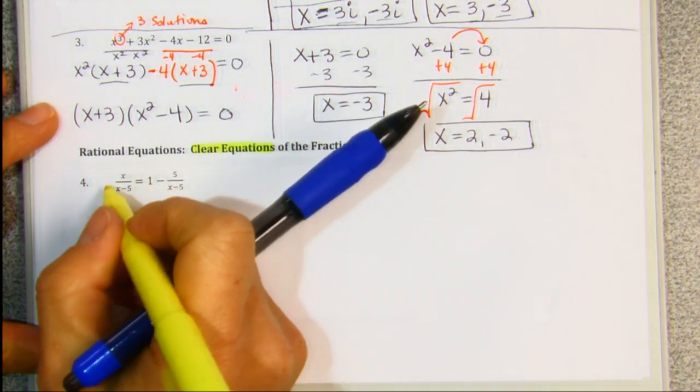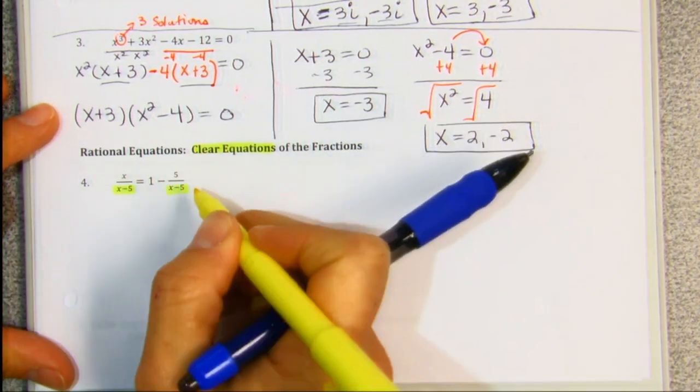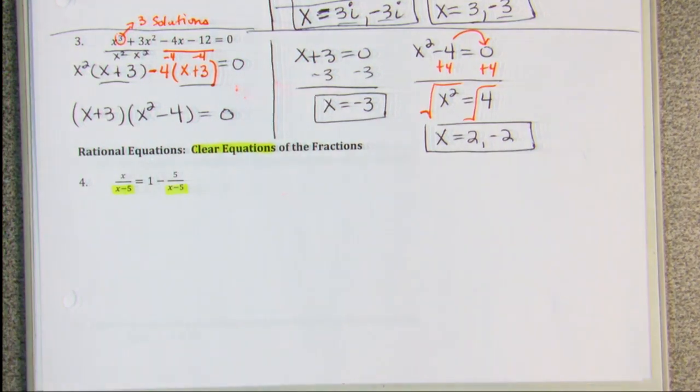But what I want you to identify to make it a little bit easier is if you have 2 fractions that have the same denominator, and we do, right?